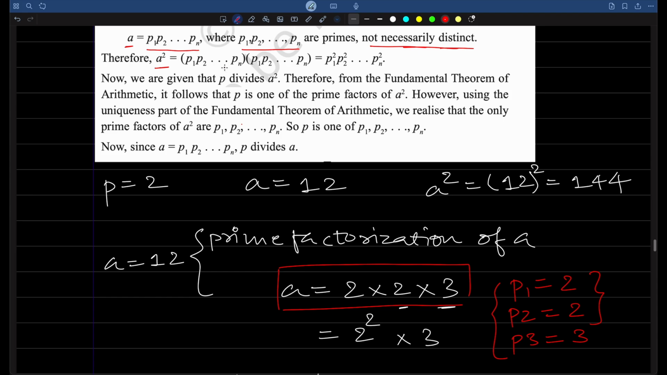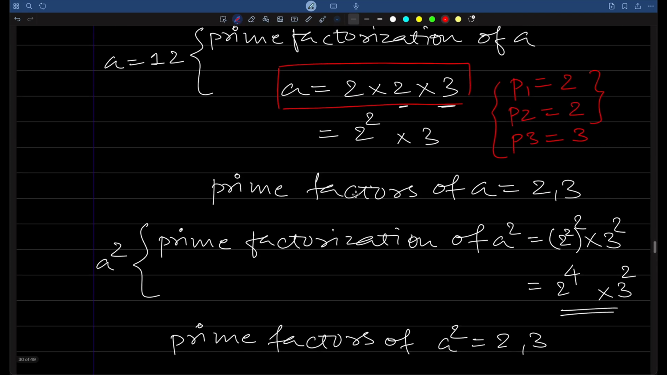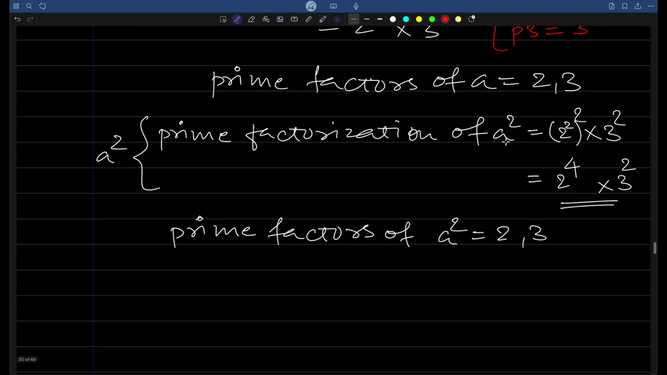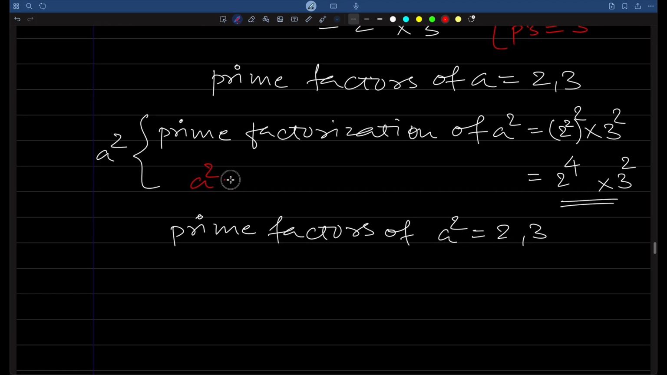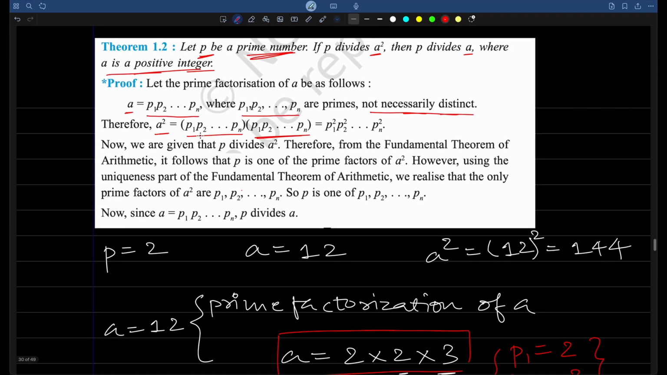Theorem says that a square equals p1 into p2 into up to pn whole square, that is equal to prime factorization of a square, that is equal to 2 square into 3 into 2 square into 3, that is equal to 2 raised to power 4 into 3 square, which can be written as prime factorization of a into prime factorization of a, that is equal to p1 square into p2 square up to pn square.